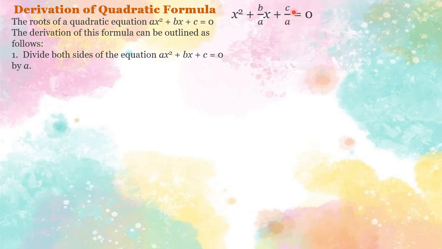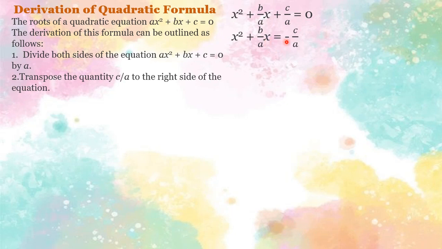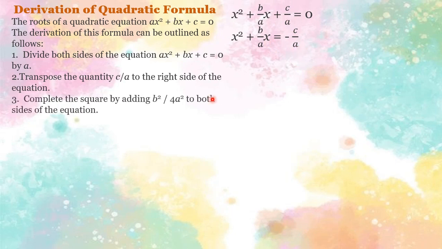Then in the next step, the constant term we have to shift, or transpose, to the right hand side. So it becomes x square plus b upon a x equals minus c upon a. As c upon a is positive, when it is transposed to the right hand side it becomes minus c upon a. Then in the left hand side, we have to complete the square. So how can we complete it?